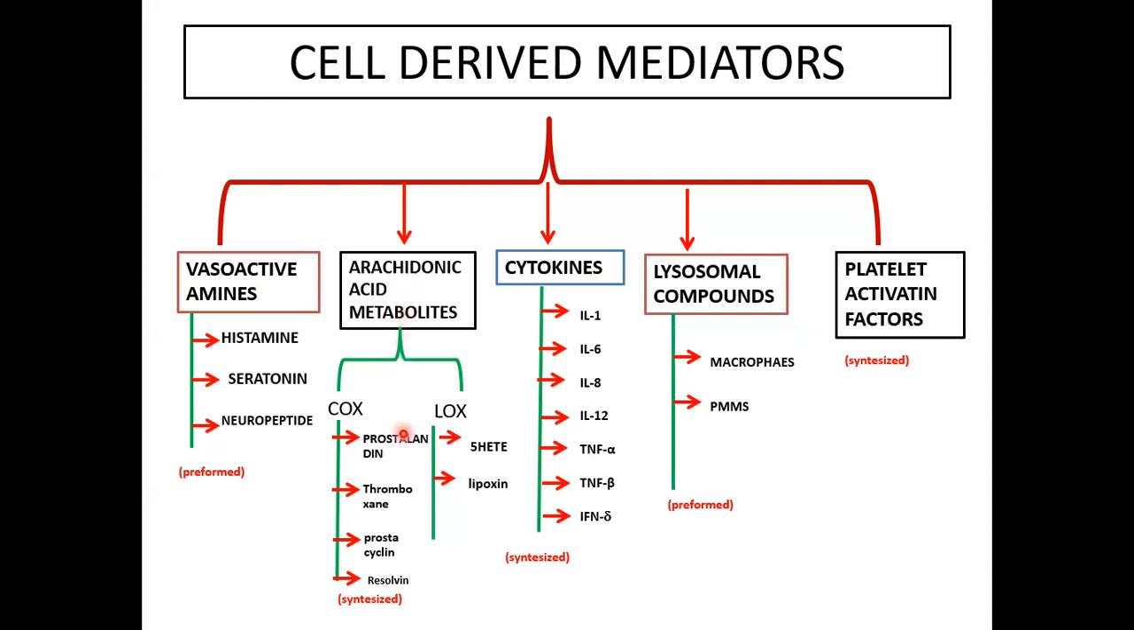We make the chemical mediators of arachidonic acid metabolites through two pathways: the COX pathway and the LOX pathway. The COX pathway makes the chemical mediators prostaglandin, thromboxane, prostacyclin, and resolvins. And the LOX pathway gives 5-HPETE.